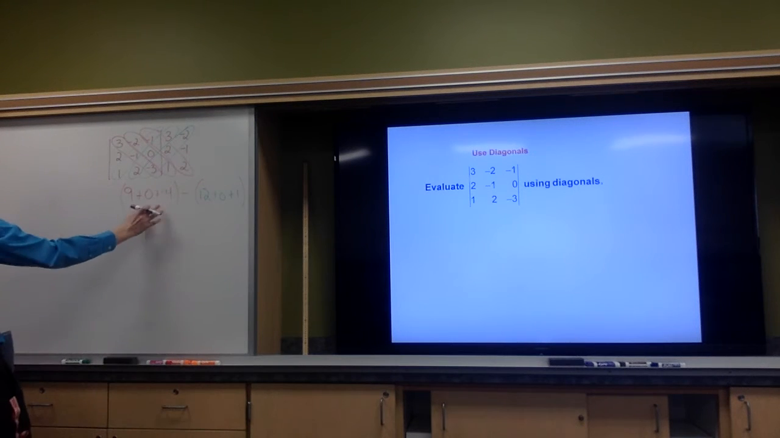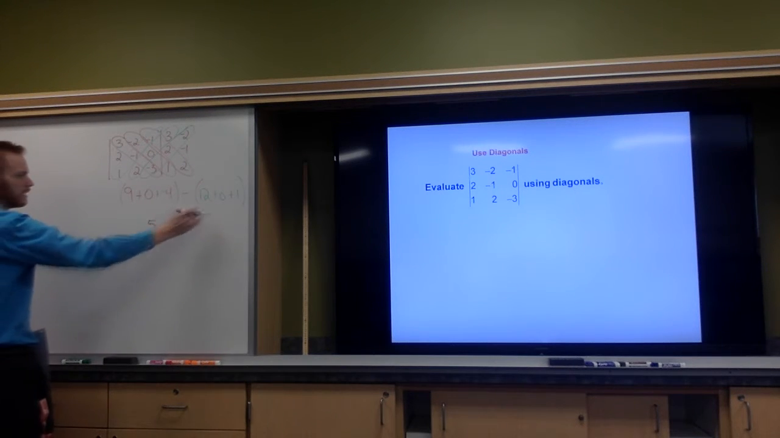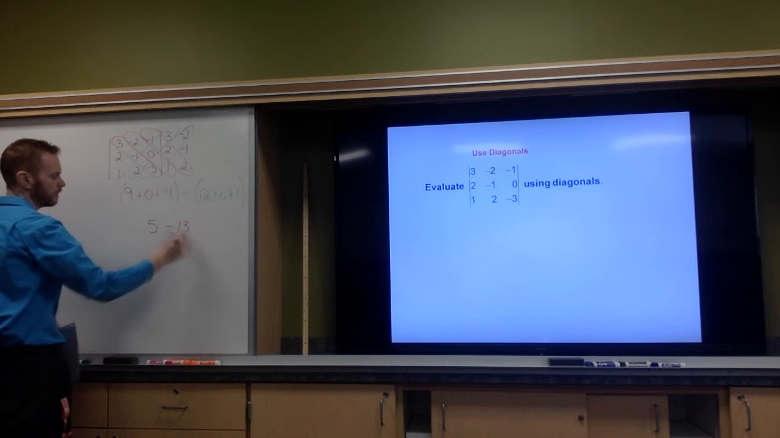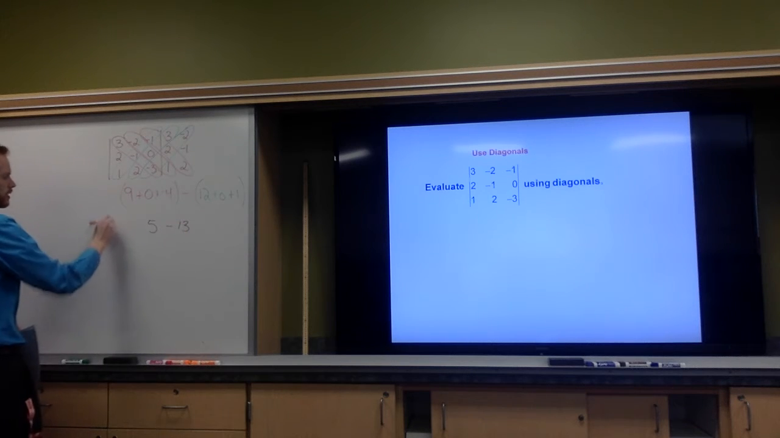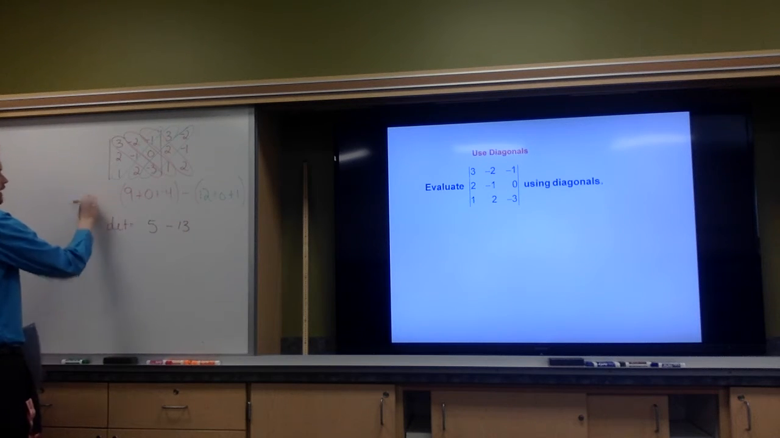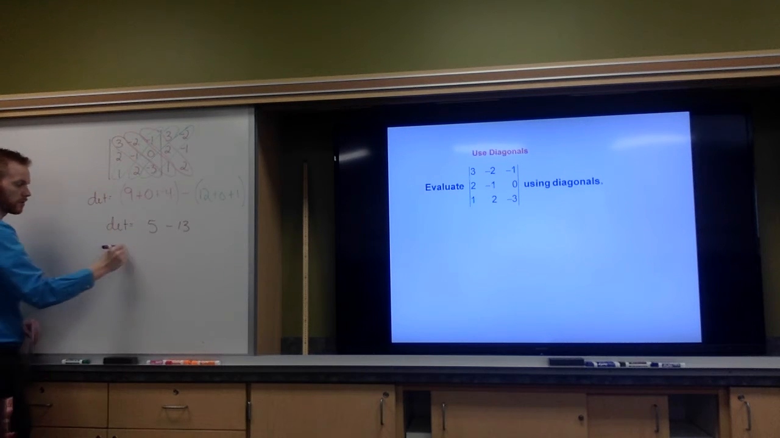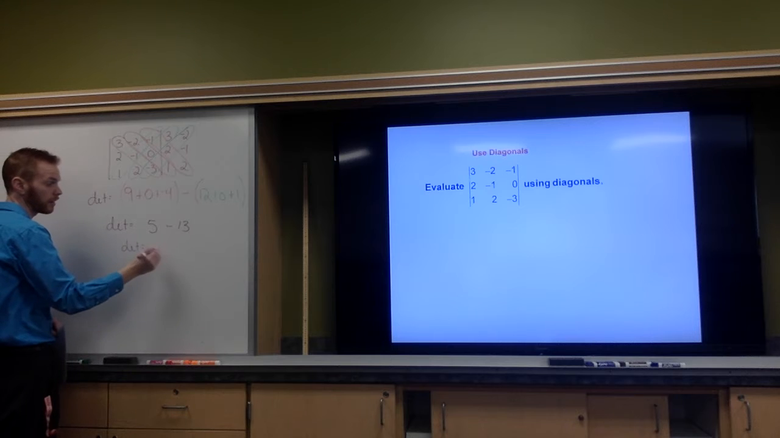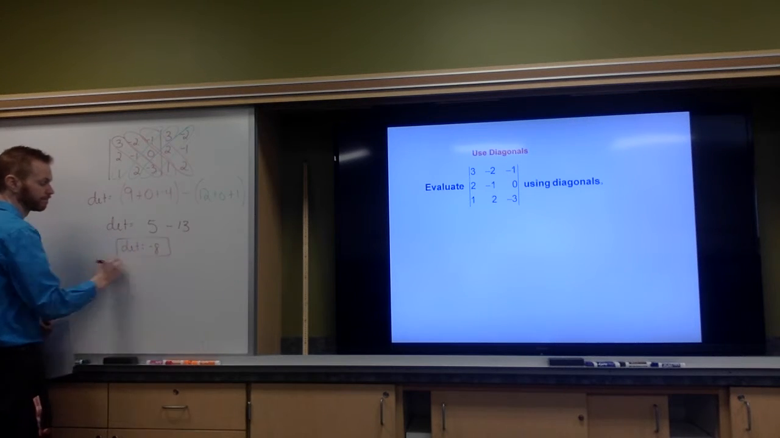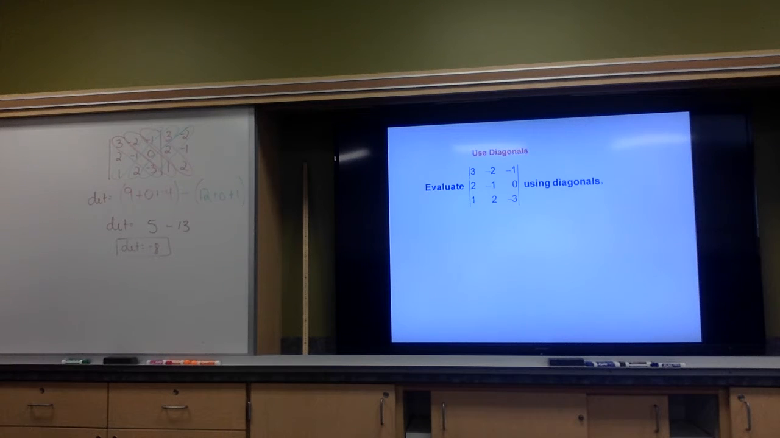So this guy becomes a 5 minus, this guy becomes what, 13? Okay, so the determinant, and I should write that down, I apologize. So the determinant is equal to 5 minus 13. So for my final answer, I give what? -8. That's my determinant for this guy.